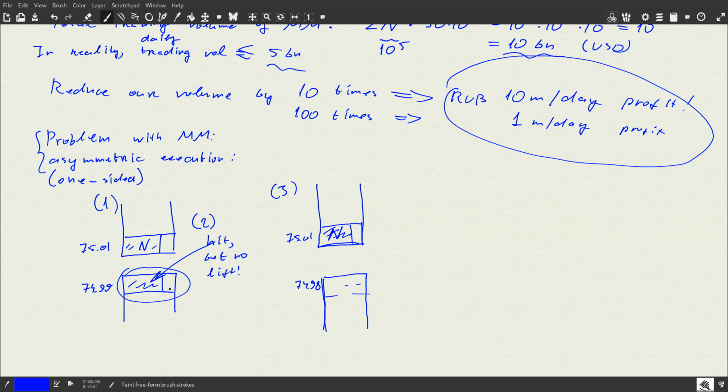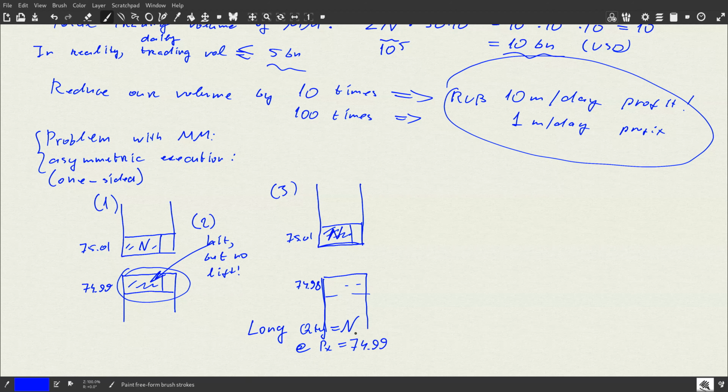So what does it mean? It means that basically your buy order is filled, but your sell order is not filled. So basically you are long, meaning bought, you are long quantity equal to N at which price? You bought at 74.99. Now you are so-called in a position. You bought dollars, you are long dollars. Now you have dollars on your account. Well, they are not transferred to your account yet, but you have a long position in dollars.